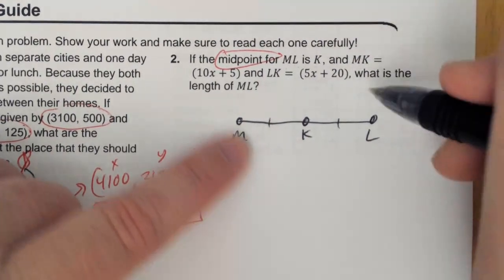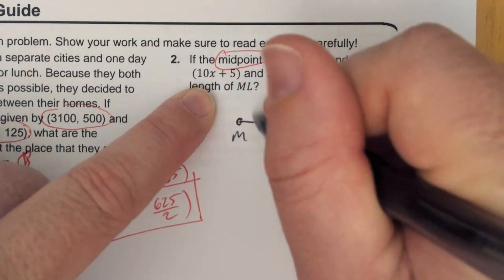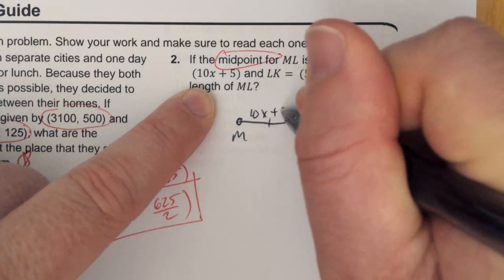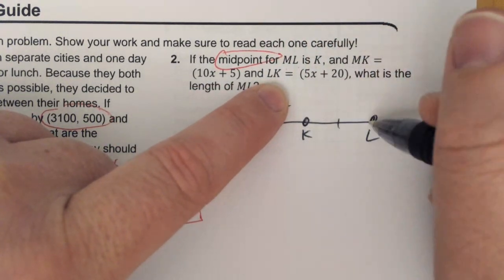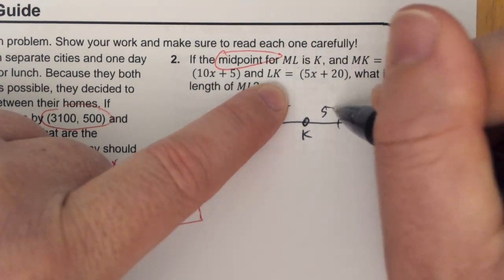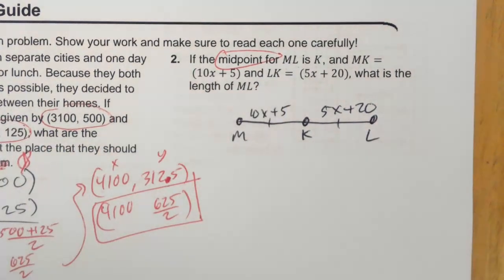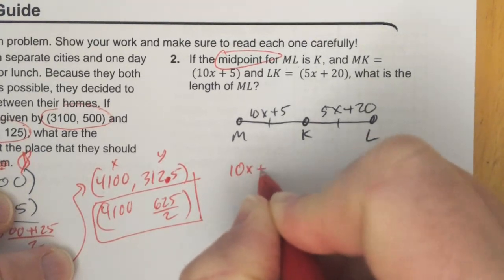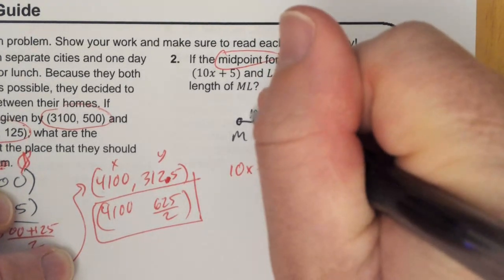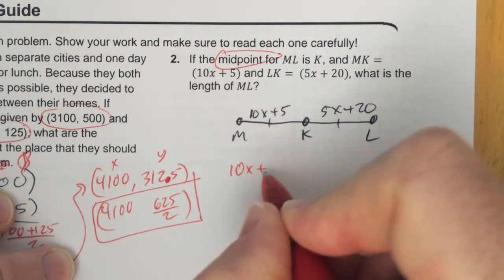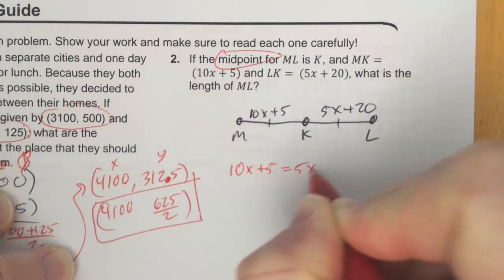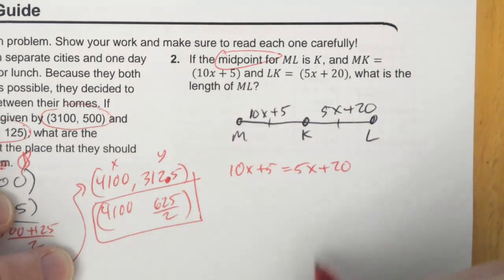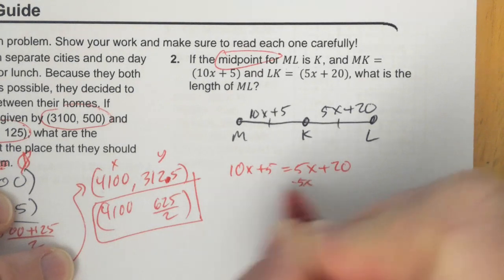Now let's label what we have. M to K is 10x plus 5, and L to K is 5x plus 20. What is L to K? We're finding this distance. So we're going to set the left equal to the right. So 10x plus 5, and be careful because that kind of looked like a 6, is equal to 5x plus 20. All right, we're going to solve. I'm going to subtract 5x from both sides.